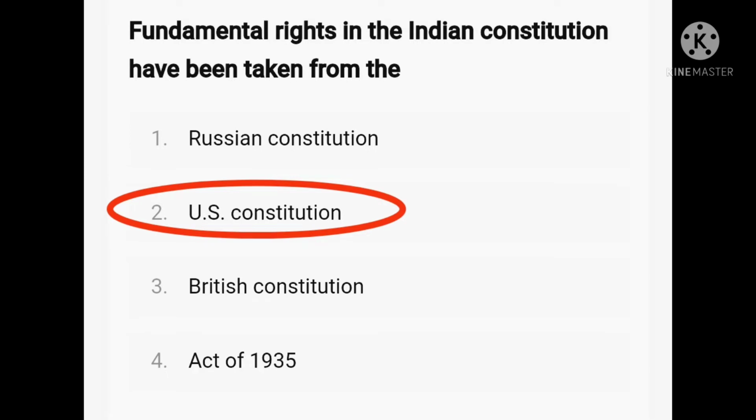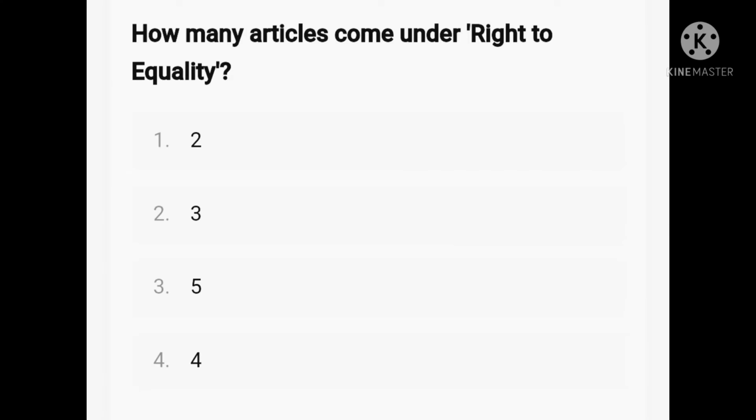Then the next question. How many articles come under the right to equality? Option 1, 2, option 2, 3, option 3, 5, and option 4, 4. The right answer is option 3, 5.